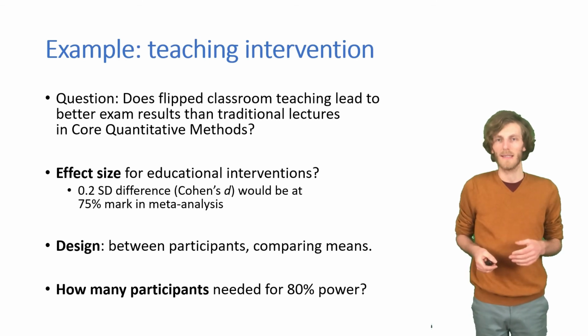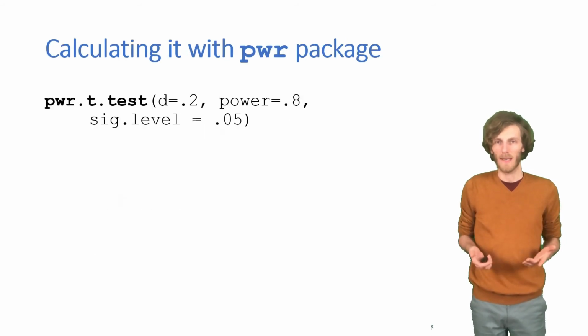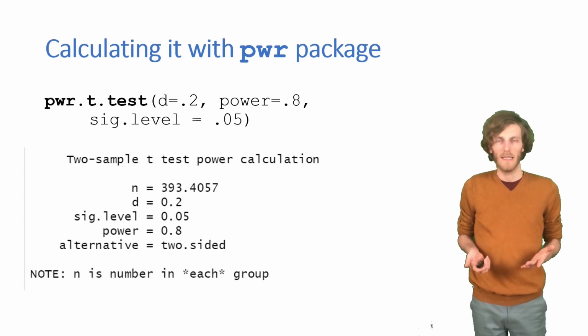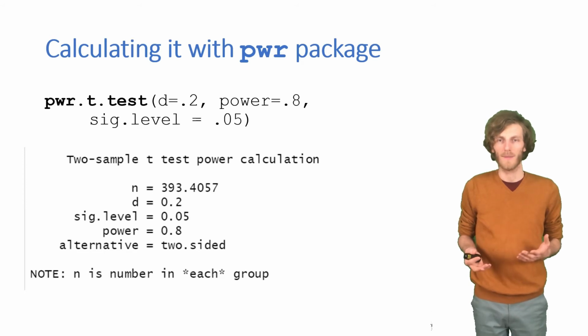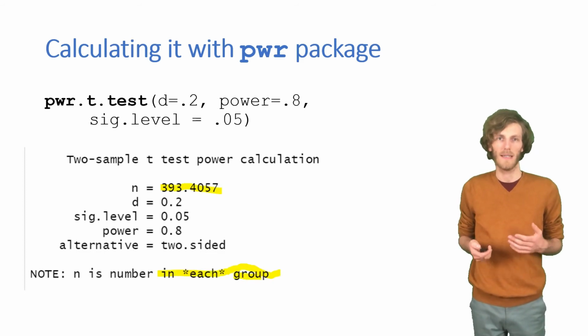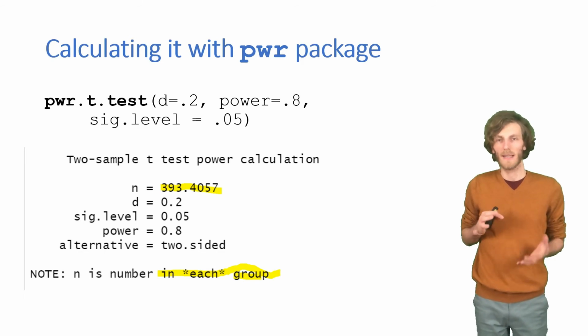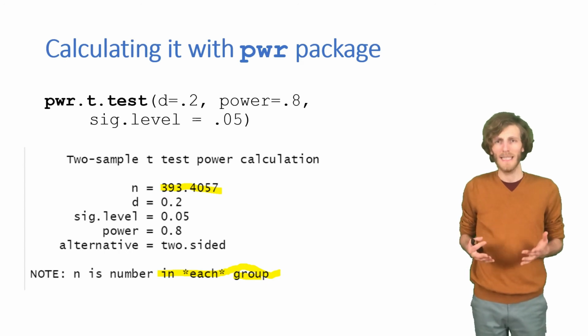So if we now want to run this in the recommended way and have 80% power to find an effect if there is one, how many participants do we need? Let's use the pwr package in R. We just need to give it the parameters that we already have. And then we get this result. And it shows us that we now should in fact have these 393 participants in each group. So in total, almost 800 participants for our simple experiment. Do we really need that many?